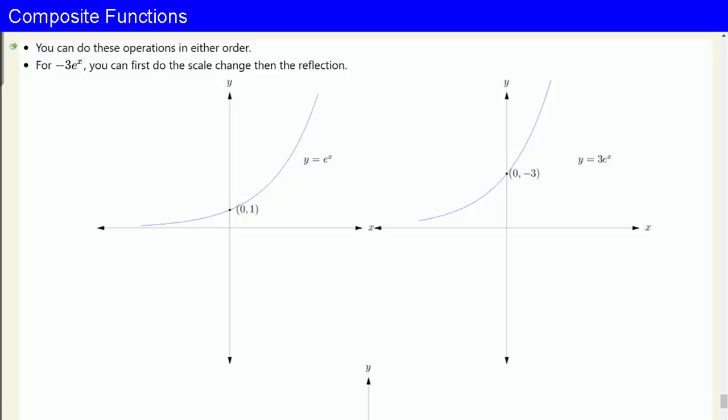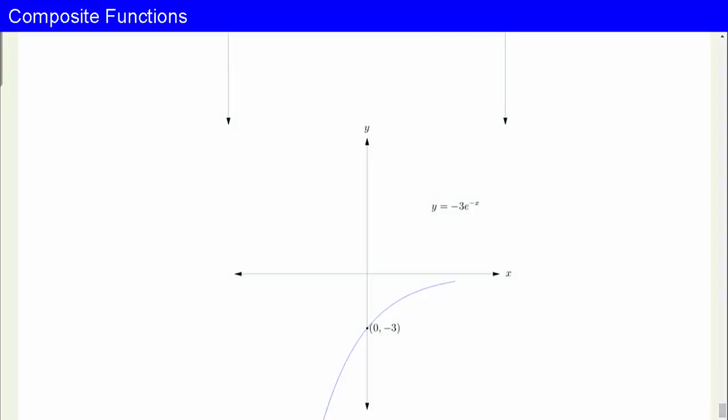To sketch the graph of minus 3e to the x, you can first do the scale change on the graph of e to the x and follow this with a reflection, as the following pictures show.